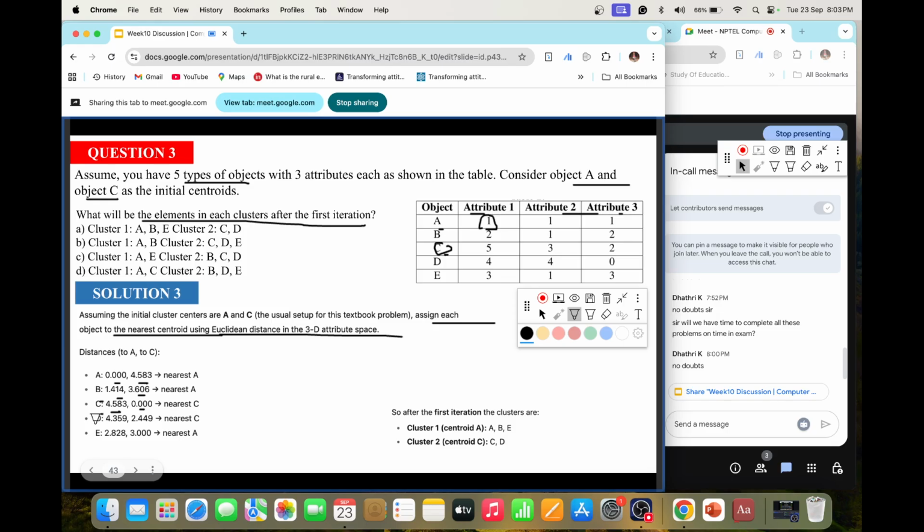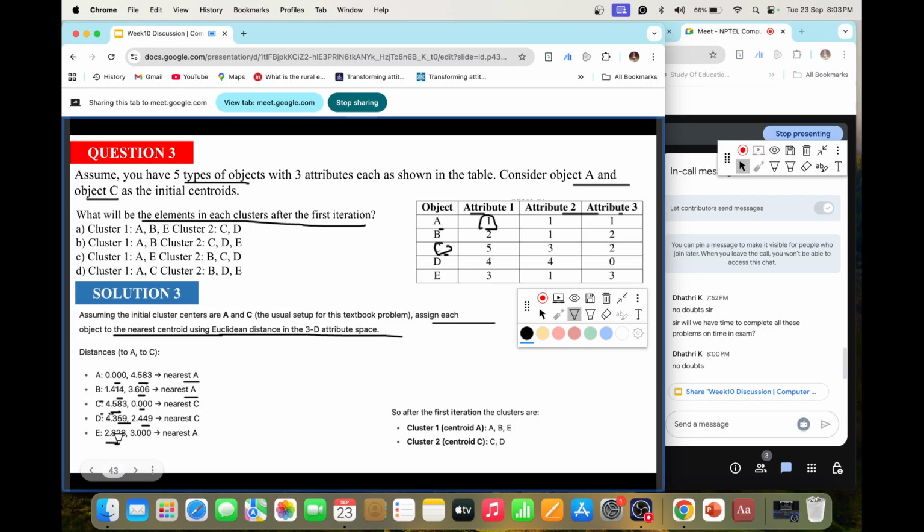For attribute D, it is coming 4.359 and 2.449, and then for attribute E, it is coming 2.828 and 3.000. Okay, so you can see nearest here: nearest to A, nearest to A again, nearest to A, nearest to C, nearest to C, and nearest to A again.